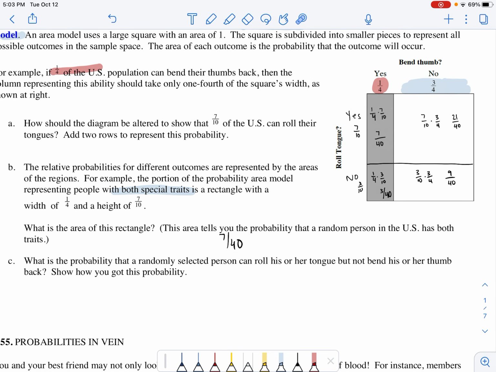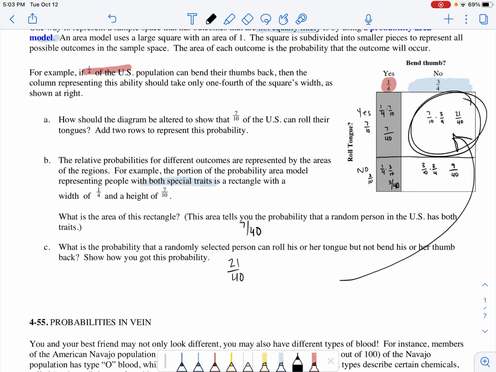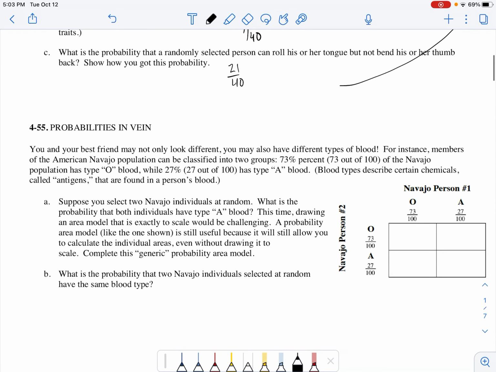What is the probability that a randomly selected person can roll the tongue but not bend their thumb? So I'm going to look for a yes on the roll their tongue, but a no on the bend their thumb. And that's going to be that large chunk there. That's going to be 21 out of 40. And I got that by looking right there. Okay, we'll look at one more and then I'll have you do another one.